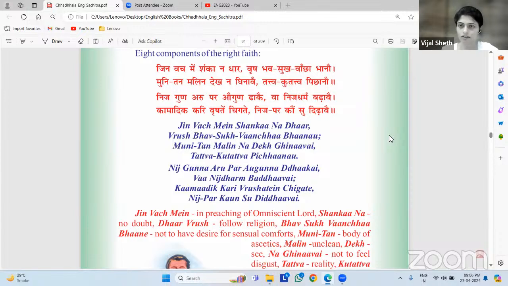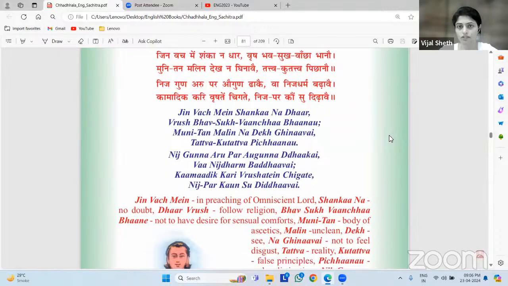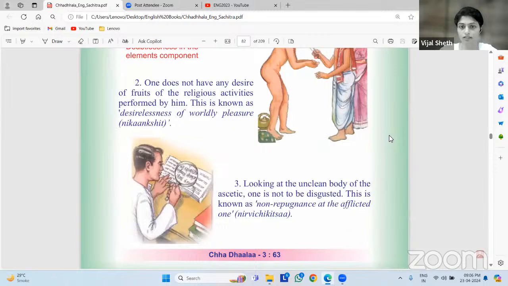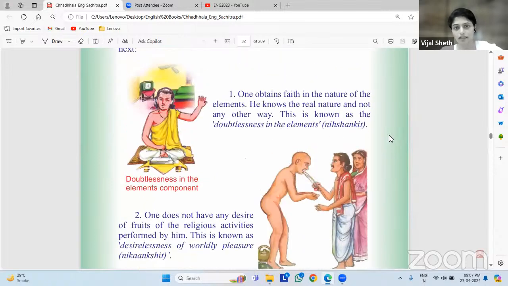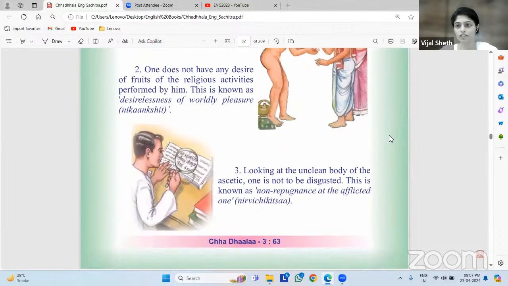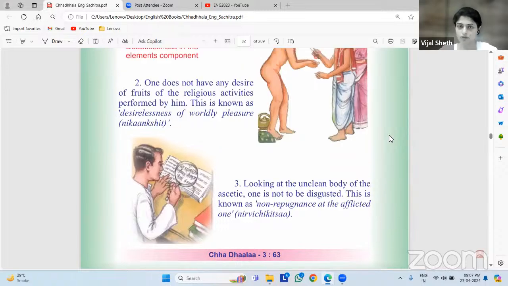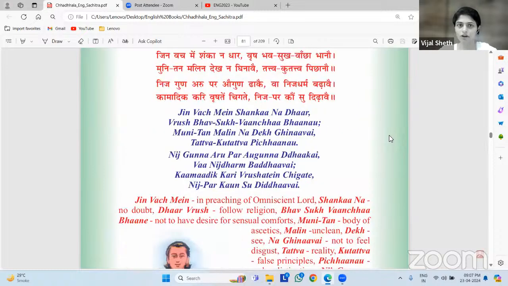Ghin ana is what? Having disgust or repulsion at their sight. But Samyak Drashti Jiva has intense bhakti for Muniraj, so they do not feel such kind of disgust. So this is nirvichikitsa. Looking at the unclean body of the ascetic, one is not to be disgusted. This is known as non-repugnance at the afflicted one, or nirvichikitsa. Okay. So the stories: in Nishankit Ang, there is the story of Anjan Chor. In Nikankshit Ang, there is the story of Anantmati Sati, and in Nirvichikitsa, there is a story of Udayan Raja. So when you listen to these stories, your concept of all these angs will become much more clear.